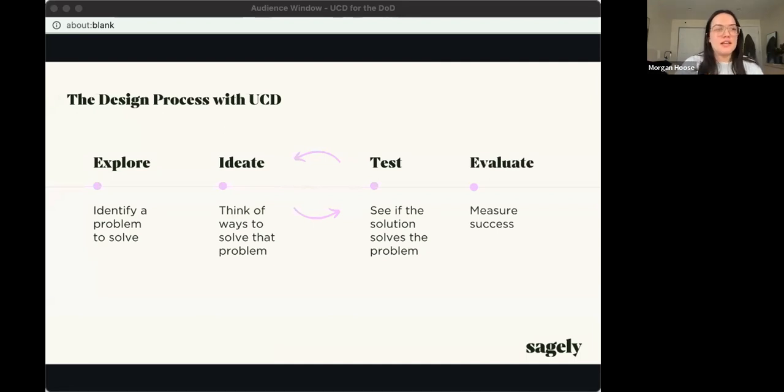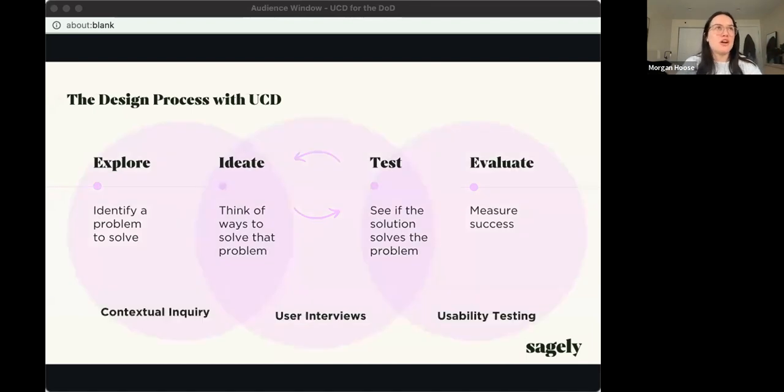So once we've decided, okay, this solution is the right one, we put it out and we want to measure success on whether all of our hypotheses were correct. And where our research methods come in is there's a lot of overlap. It's not a one size fits all. It's choosing whatever is best for the phase and problem that you're facing.